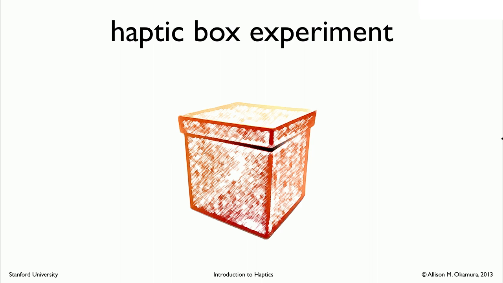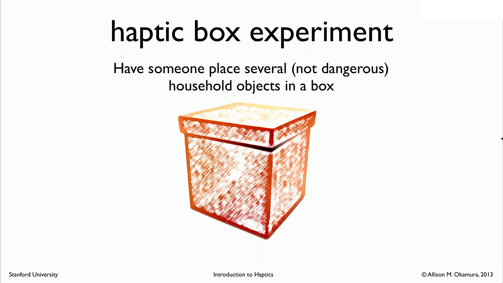To start off, I'd like to do something I call the Haptic Box Experiment because it'll really give you an idea of what are the advantages and limitations of the sense of touch. So what you should do is start by having a friend or someone in your house place several household objects into a box. Make sure they're not sharp or dangerous or wet, just typical household objects that you think you could recognize through the sense of touch, or maybe even things that you think you can't recognize through the sense of touch. After this person places the objects into the box, I want you to reach your hand in without looking and explore the objects using touch alone.